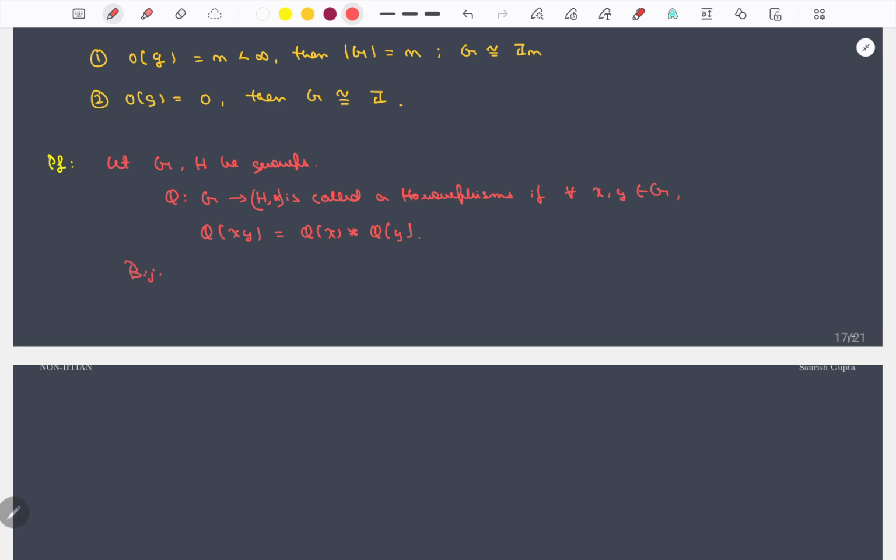A bijective homomorphism is what we call an isomorphism. A bijective homomorphism is an isomorphism.